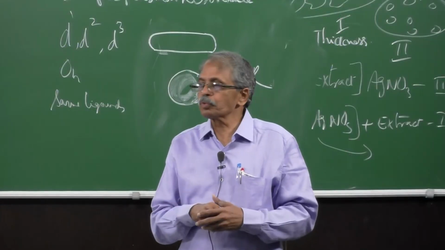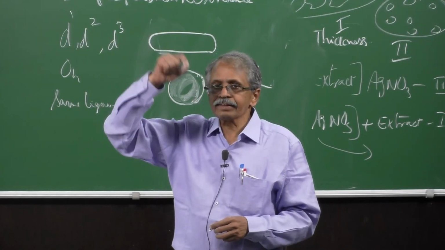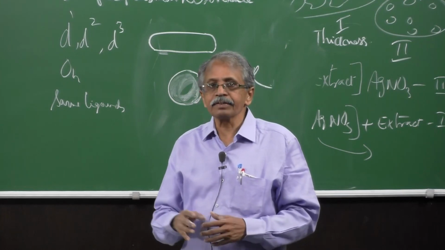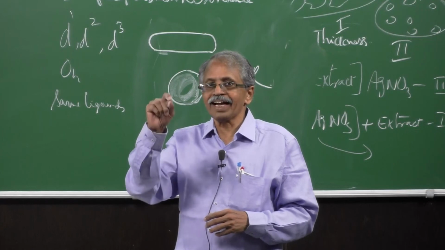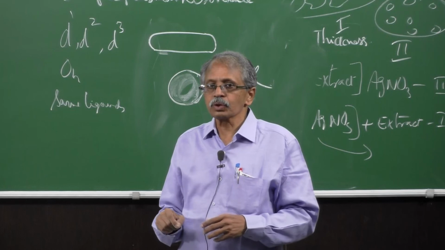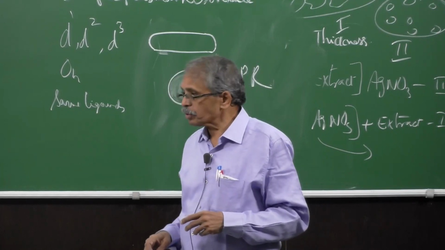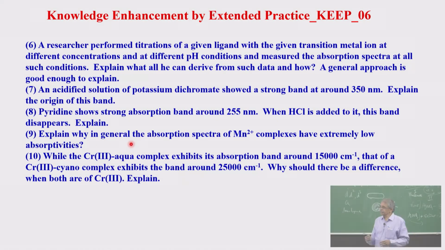Pyridine shows a strong absorption band around 255 nanometer. Suppose we add some HCl to this, the band disappears. Why? We know that the HCl proton adds at the heteroatom, and the nitrogen becomes NH plus. So pyridinium hydrochloride is formed, and therefore that band disappears. So explain why, in general. That means even reactions can be found out. Here a reaction took place. Of course, it's a protonation reaction.